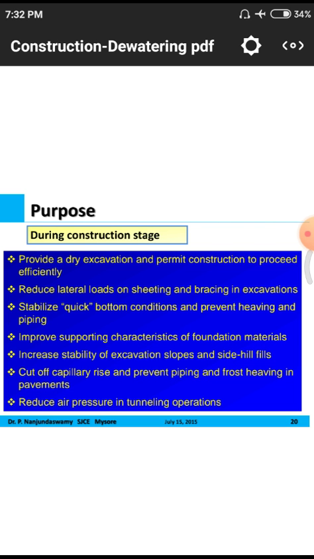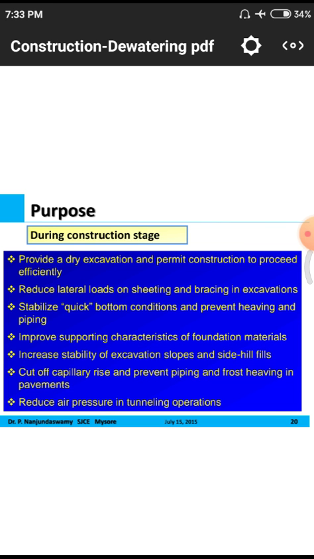Next, stabilize quick bottom conditions and prevent heaving and piping. Quick bottom conditions means normally the surrounding soil will have much less strength relative to the normal foundation level, so we need to densify that soil without having any water.